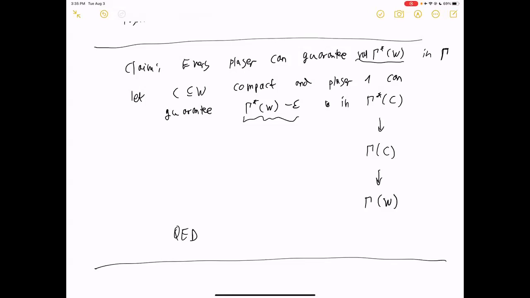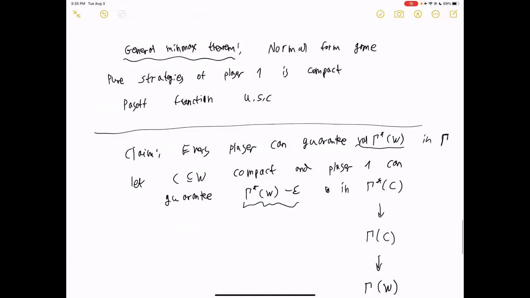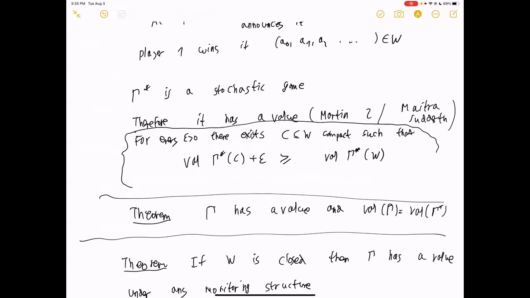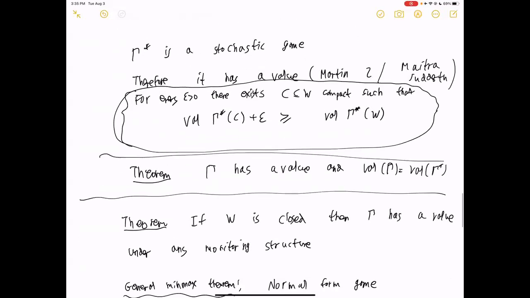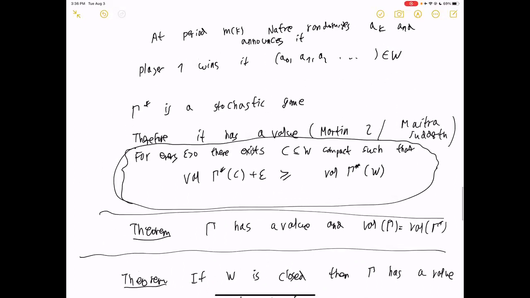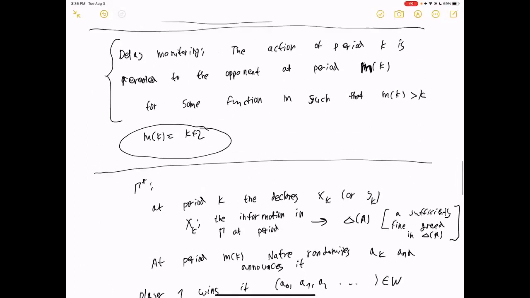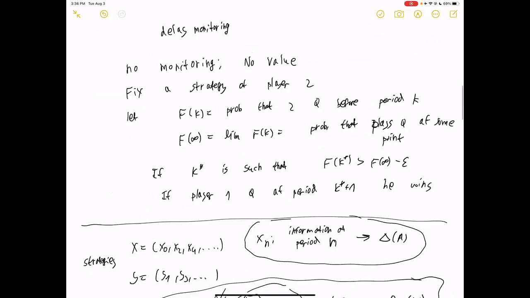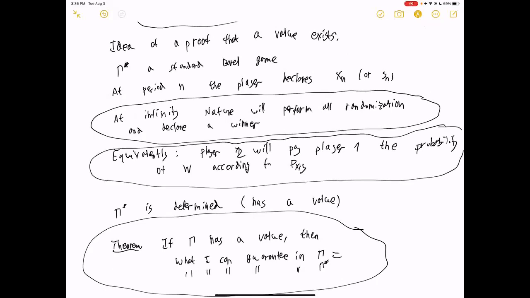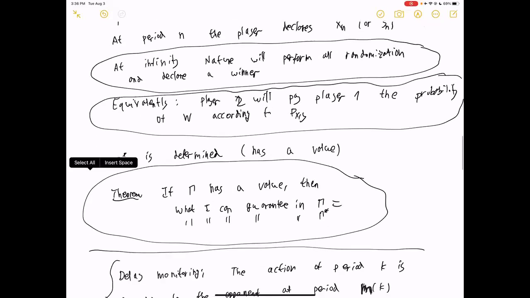Eran, where does this proof fail for the game gamma star that you started with and was not good? Where does this thing fail for the game? This part doesn't hold. Why doesn't it hold? I mean, we know by Martin that there is always a compact subset C, or a closed subset C. The original game was not a win-loss game. The original game, if you remember, was a game in which at infinity, nature will perform this game. It gives the expectation. It was not a win-loss game.